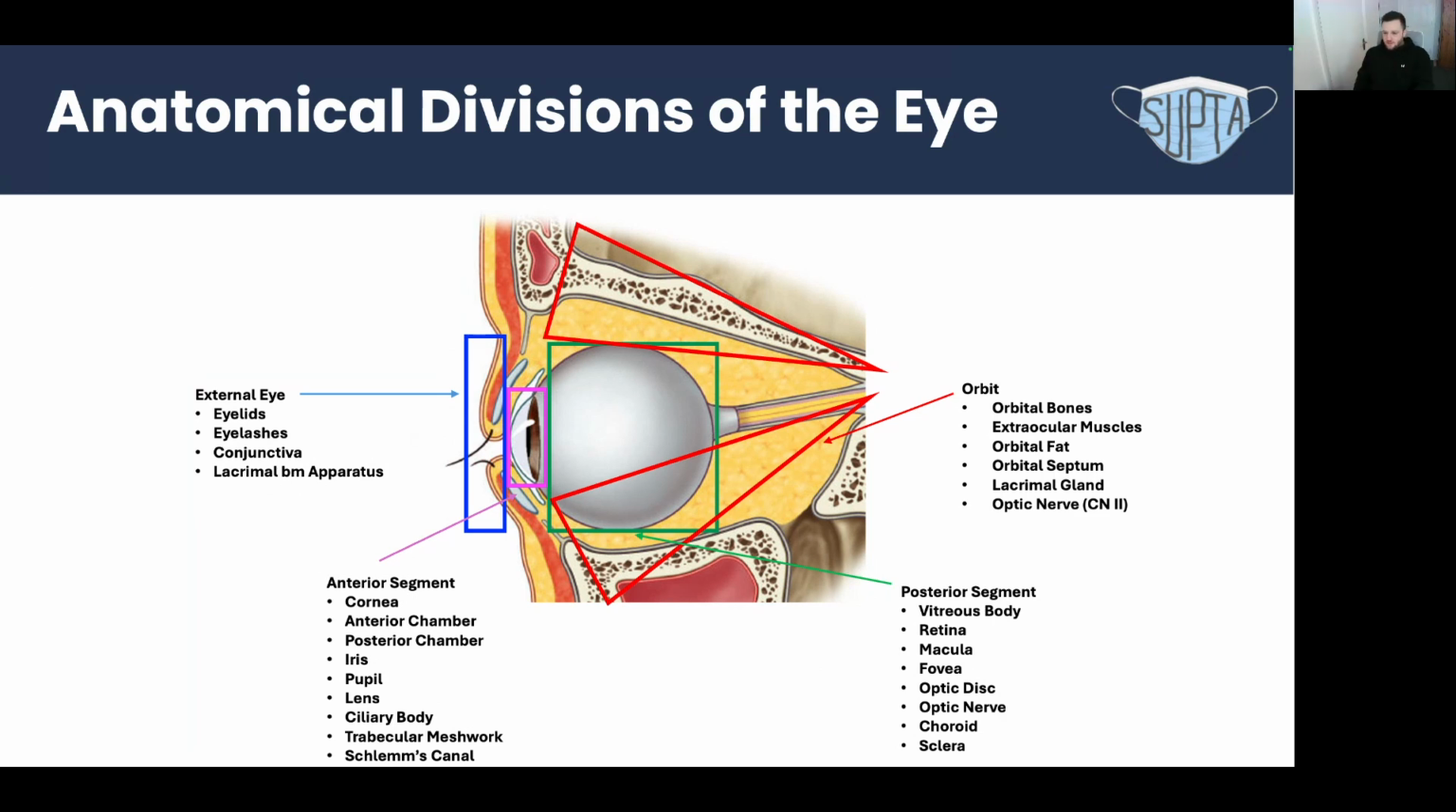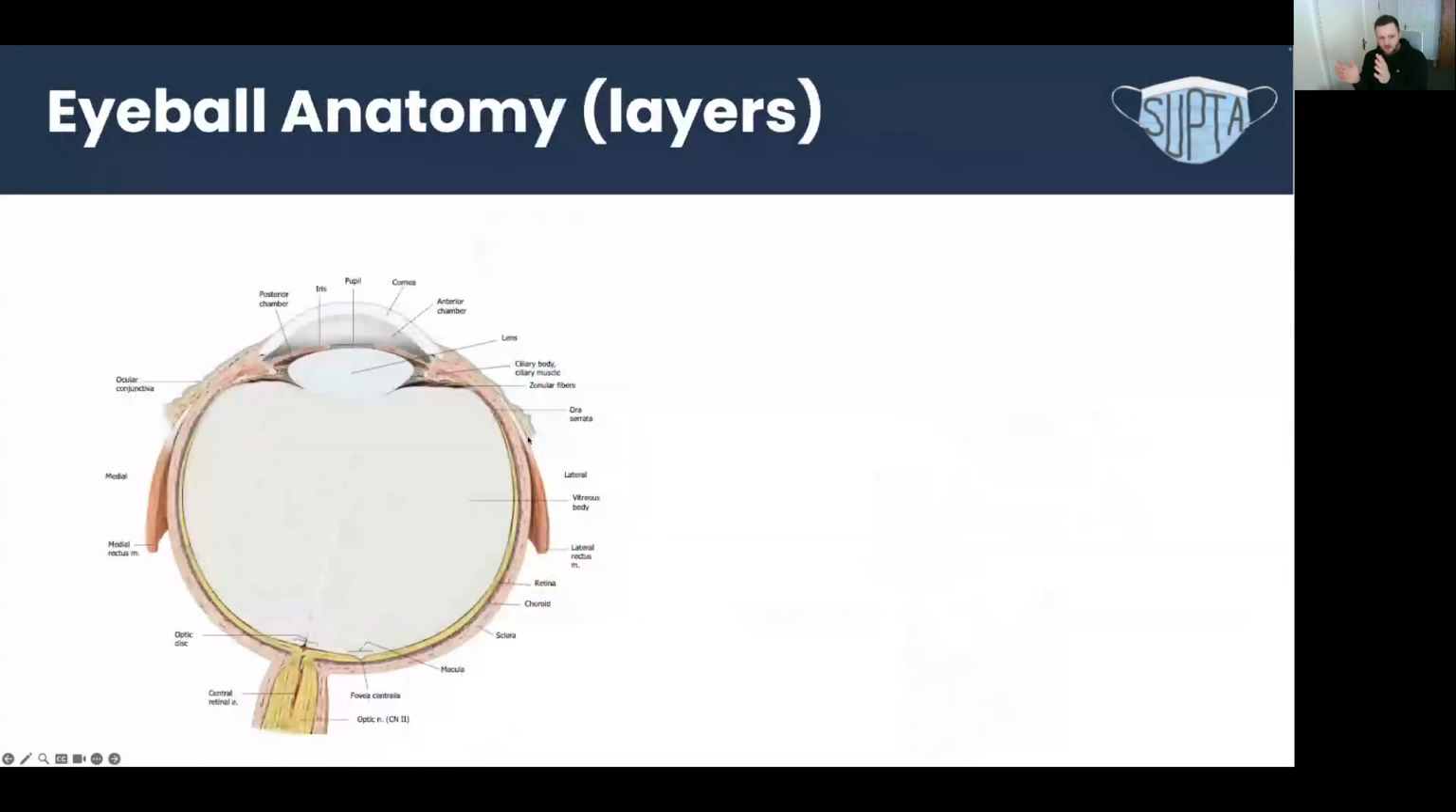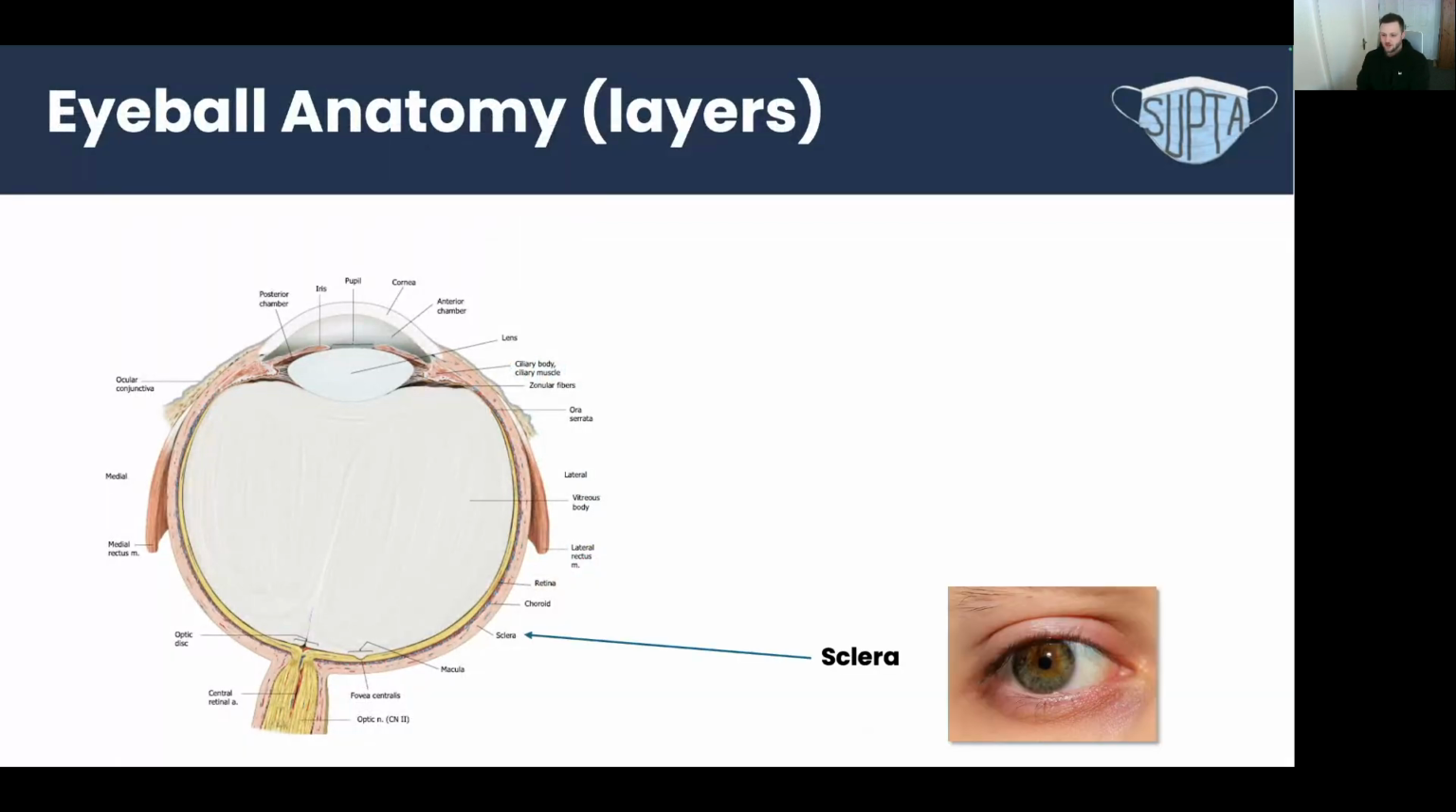So we're just talking about the eyeball itself before we focus in on the anterior segment. You can think of the eyeball as a layered structure, and there are 3 main layers. Most superficial, you have the sclera, which is your fibrous case of the eyeball. It holds everything in the correct shape, and supports everything and protects everything.